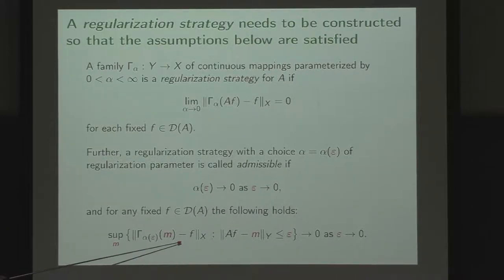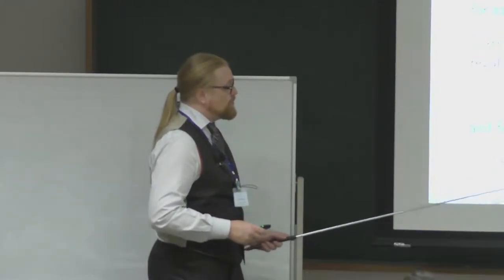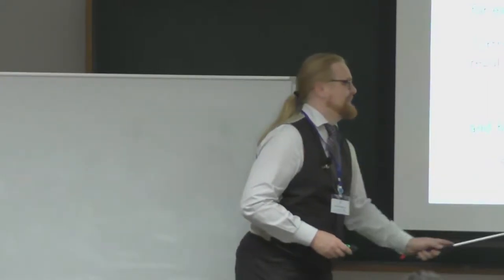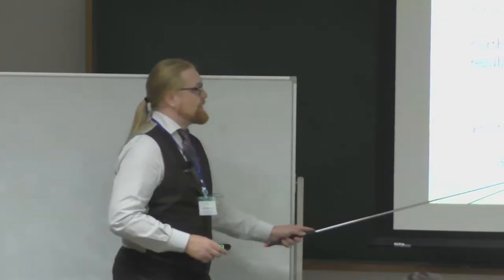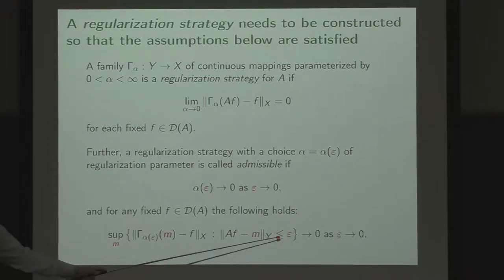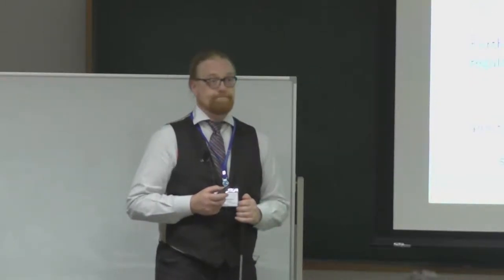to have this one. A bit complicated, but actually what it says is that the worst case error must vanish when the noise level goes to zero. So this supremum is taken over all the data in the disk of radius delta, and this is the difference, this is the regularized reconstruction we get with a specific choice of alpha. So this reconstruction error, taking supremum over all the disk, should go to zero. This is what we aim for in inverse problems, to prove that some approach satisfies such conditions.